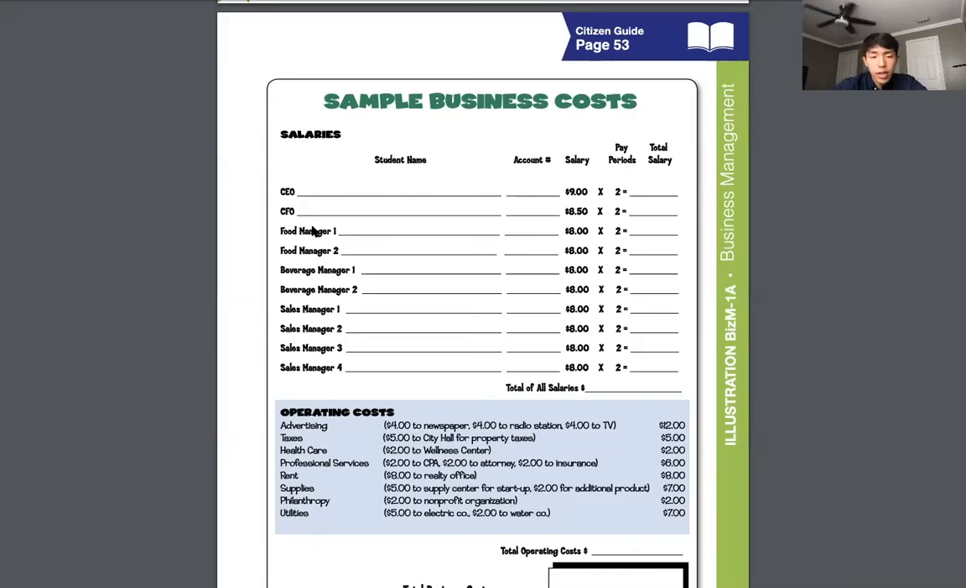You go to the middle, it says student name. Feel free to put your name as the CEO, which stands for Chief Executive Officer. It is often the highest role in any business. Account number, just disregard that. We're not looking at that.